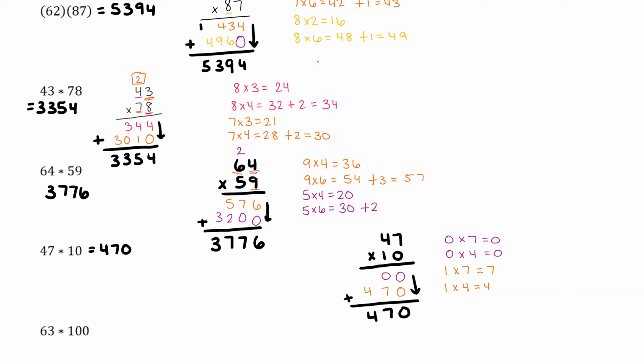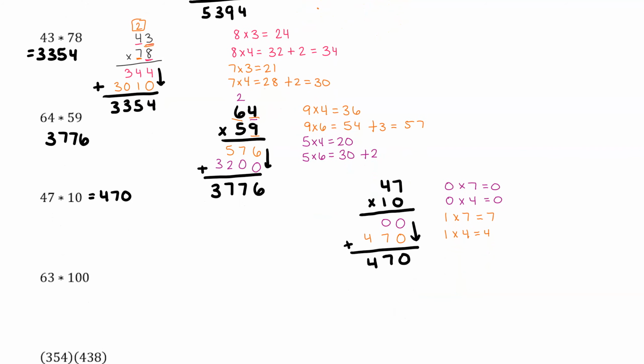Now this is true anytime you have a 0 at the end of one of your factors. So in this next example, 63 times 100, this 100 has 2 zeros. So my answer, without doing any actual math, will be 63 with 2 zeros tacked on, so 6,300. And if you worked out that problem the long way, you would also get 6,300.